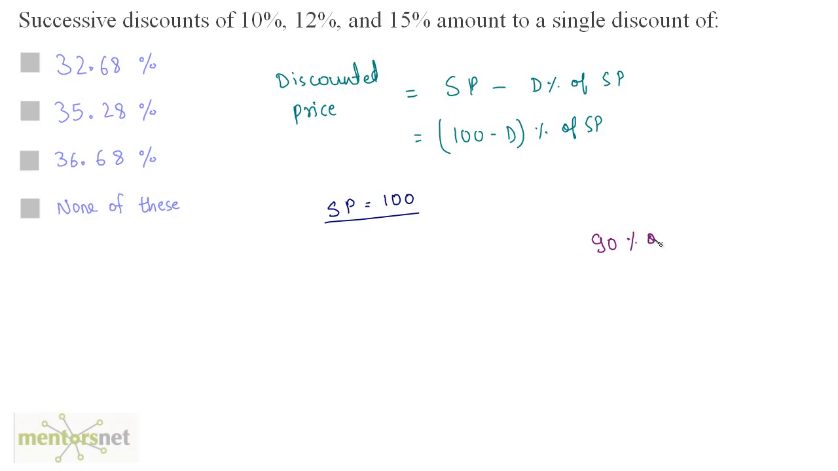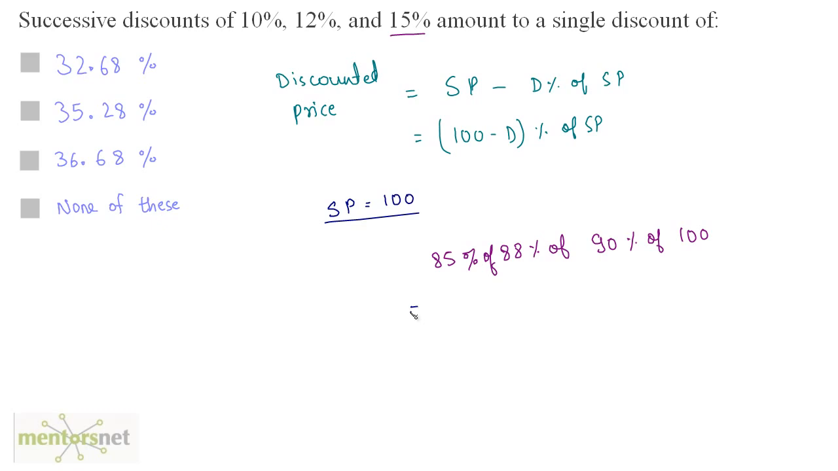So 90% of 100. Now this discounted price is again discounted by 12%, right? So again you are applying a discount of 12% on this discounted price. So 100 minus 12 is equal to 88. So 88% of this amount. Now again on this amount you are applying a discount of 15%. So you can again write 100 minus 15% of this amount. So 100 minus 15 is 85% of this amount.